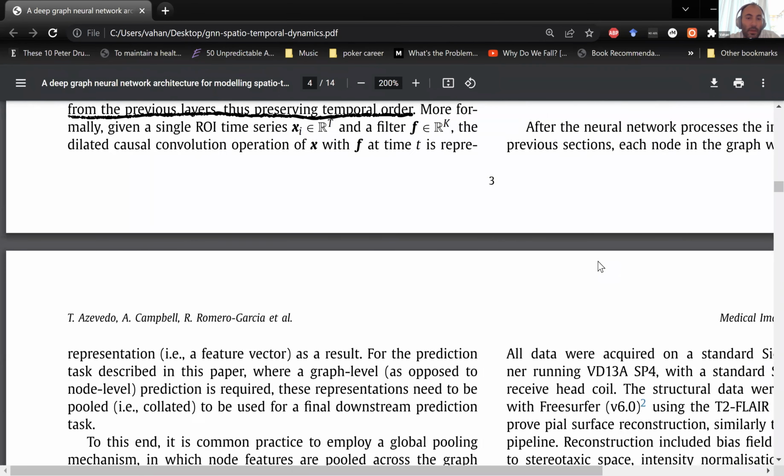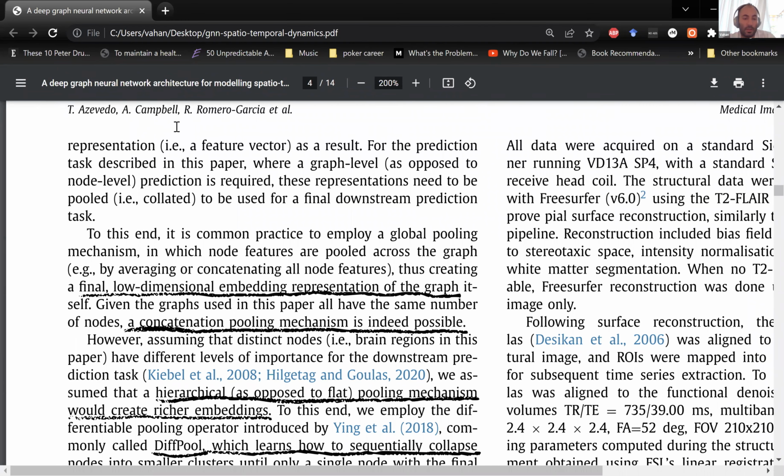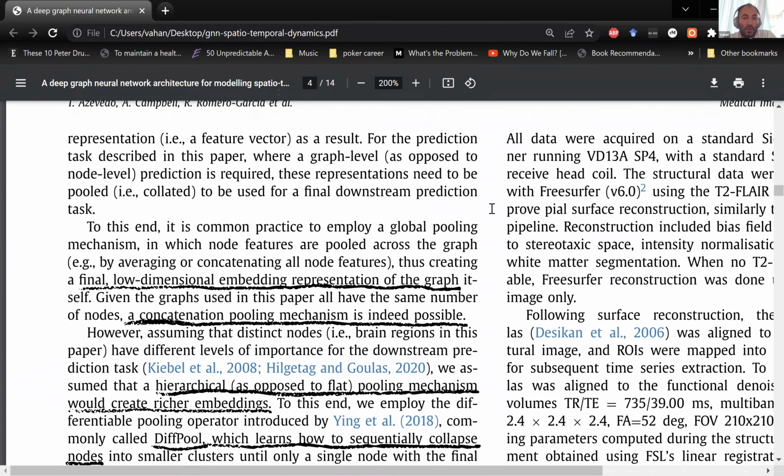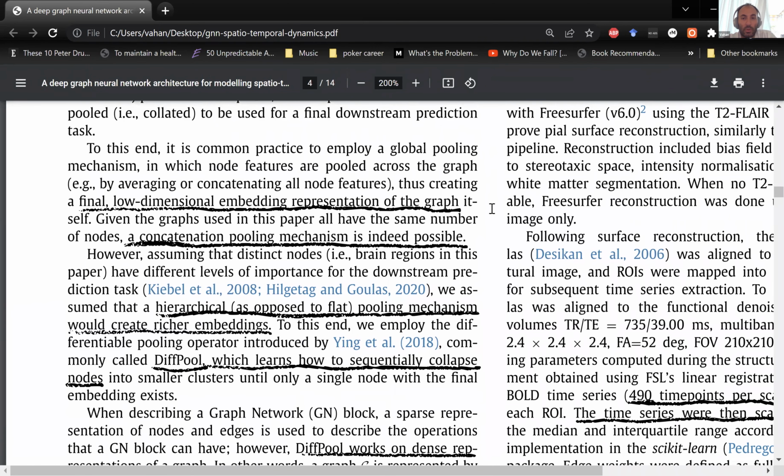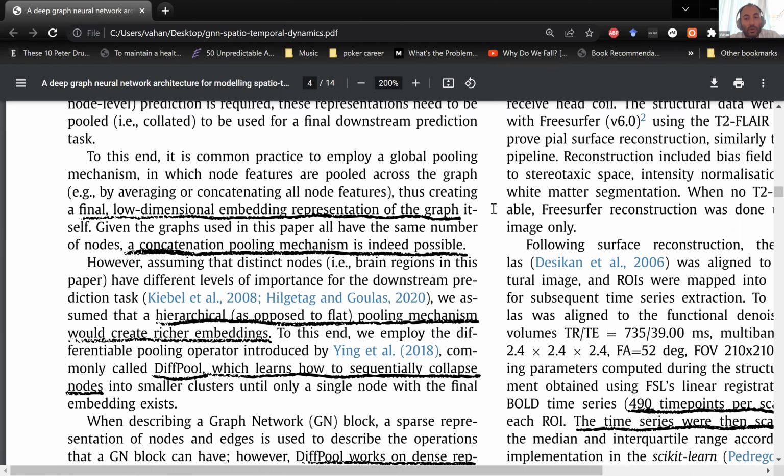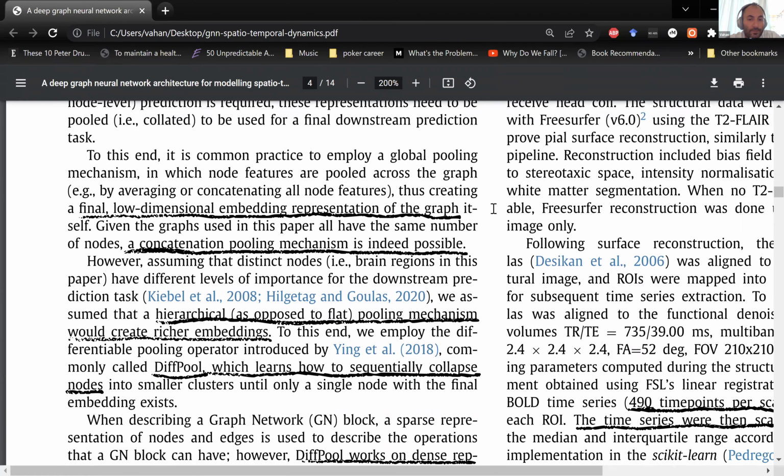Graph pooling. At the end, we need to create an embedding, because this is a graph classification problem, not a node classification. We are trying to classify if the person whose scan we took was a man or a woman. It's a binary gender classification problem. We need to create an embedding for the graph. There were also a few other problems that they mentioned, but they're all about the graph, not about individual nodes. So we need to add the pooling layer.